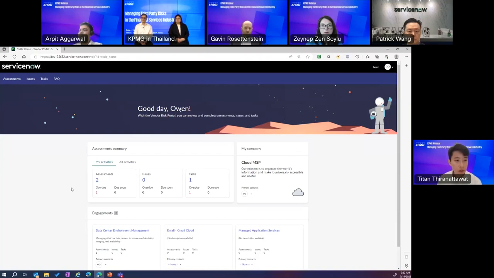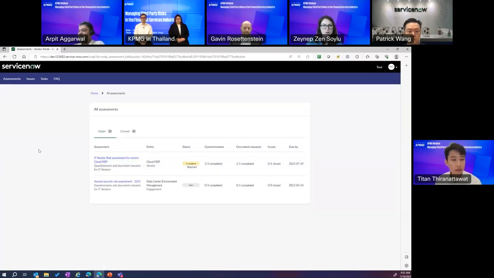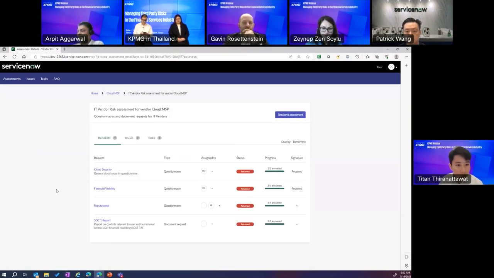So we can go into the assessments. Okay, so on this page, we can see the open assessment where the vendor can track the progress of the assessment that has been assigned to them. So they can see the pending questionnaires and the pending document requests, and under this particular assessment, we can see that there are 4 requests being made. 3 are questionnaires and 1 is a document request.